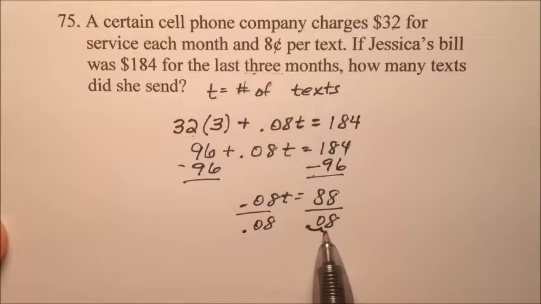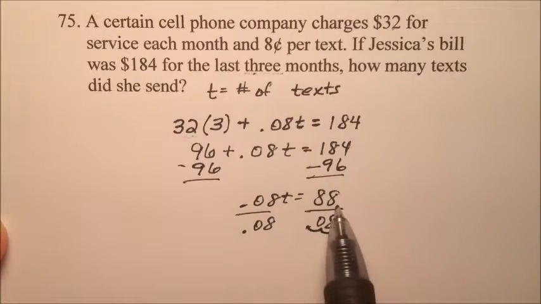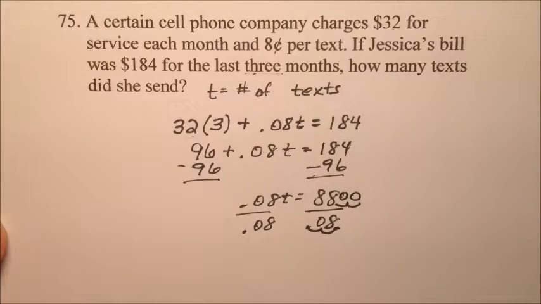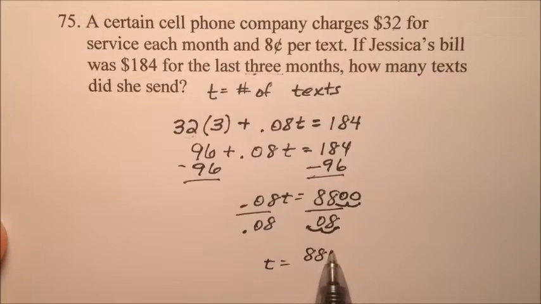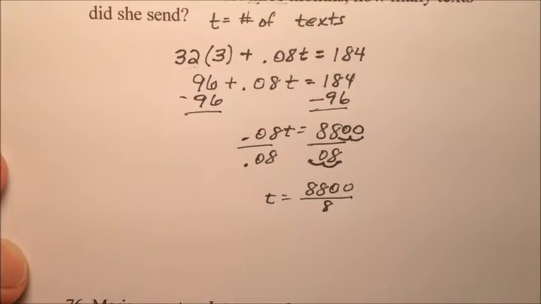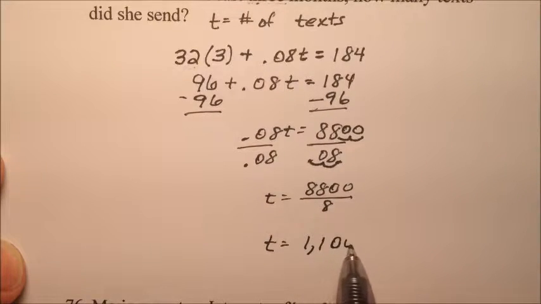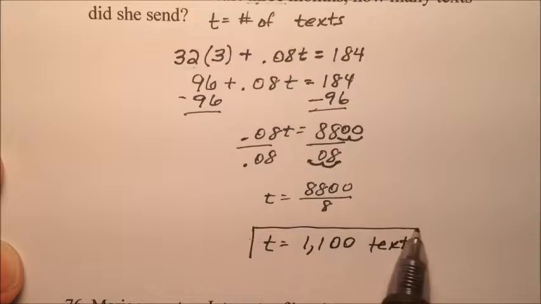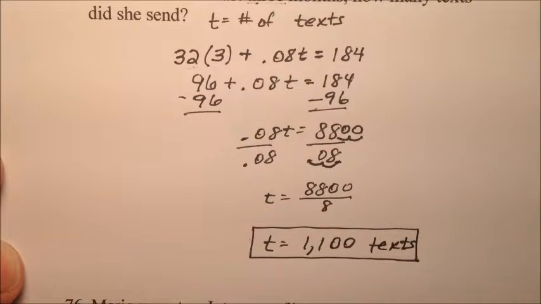You can move this decimal over 2 places to make it just an 8, but then you also got to do it on the top, which will fill these in with zeros. So really what you're doing is t equals 8800 over 8, and if you do that division, the number of texts sent were 1100. So 1100 texts will be your answer for that guy right there.